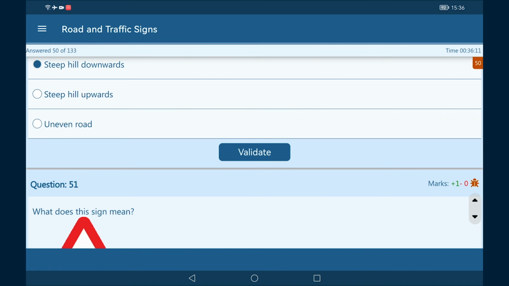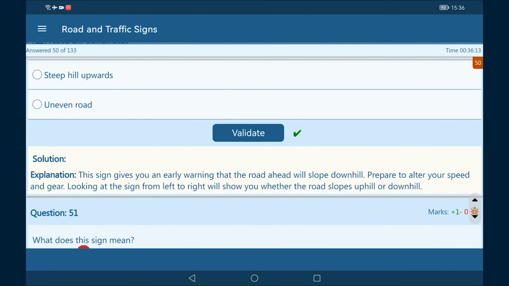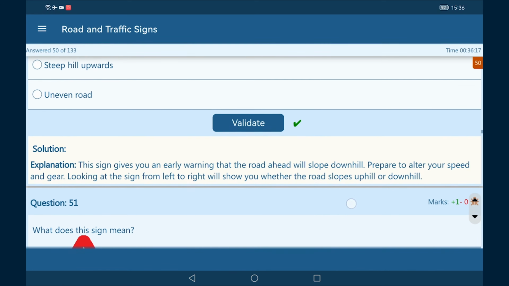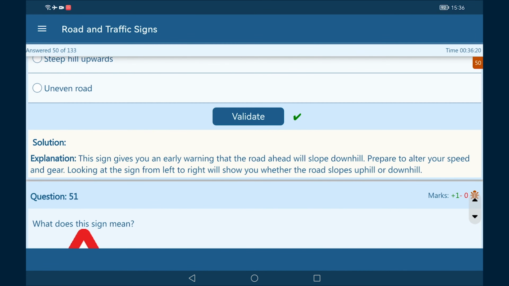Explanation. This sign gives you an early warning that the road ahead will slope downhill. Prepare to alter your speed and gear. Looking at the sign from left to right will show you whether the road slopes uphill or downhill.